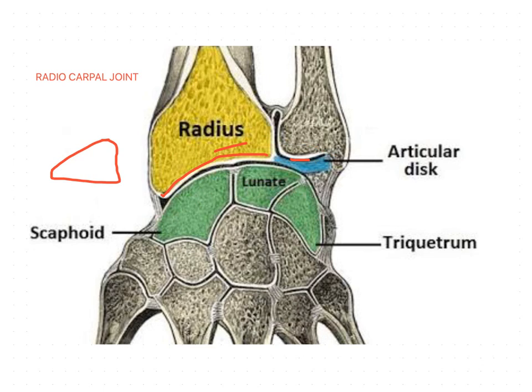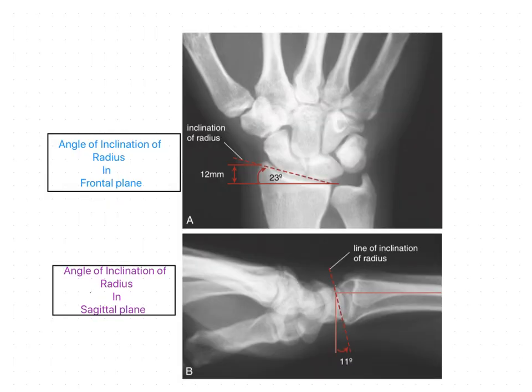So how this angulation is formed: based upon the size of this radius, such kind of angulation or obliquity is formed in the proximal radiocarpal joint. The average inclination of the distal radius is 23 degrees. So the normal inclination of the radius is 23 degrees in the frontal plane.